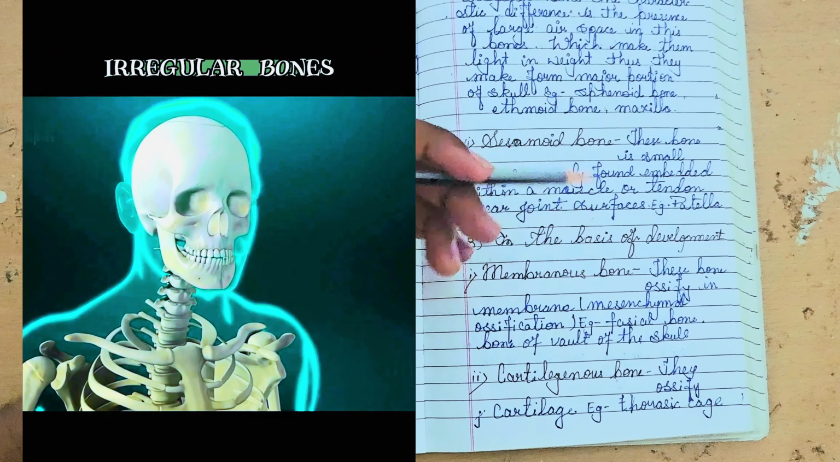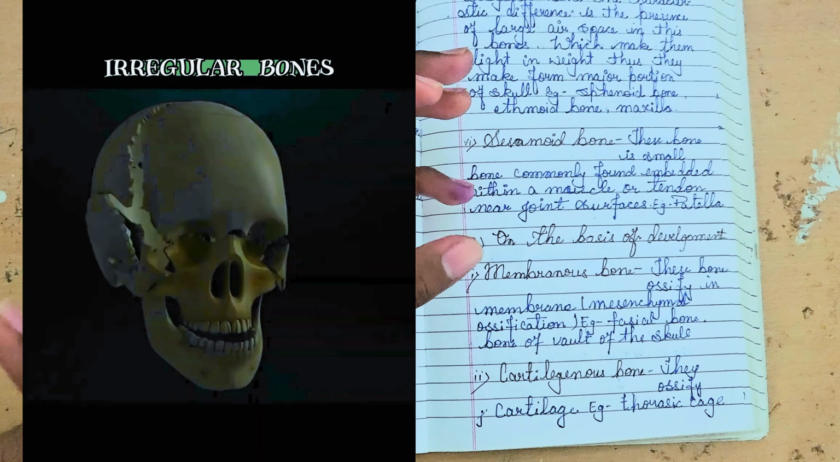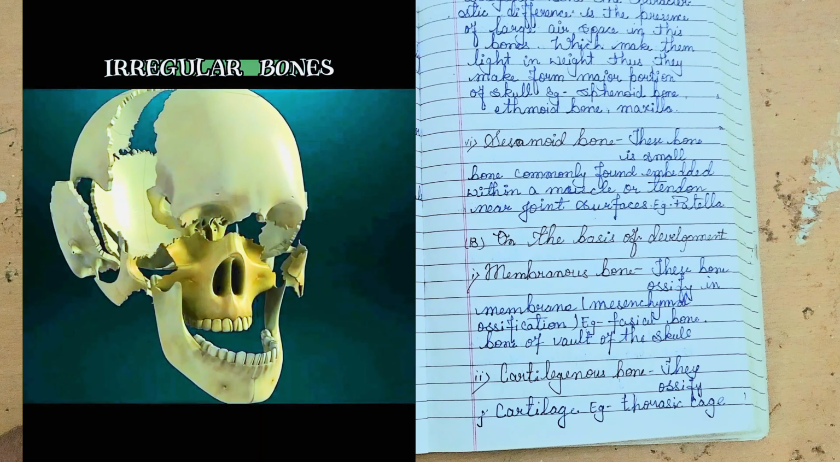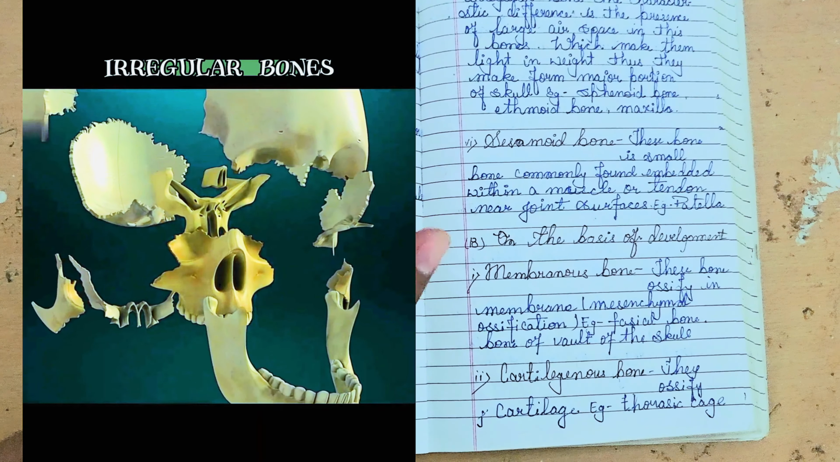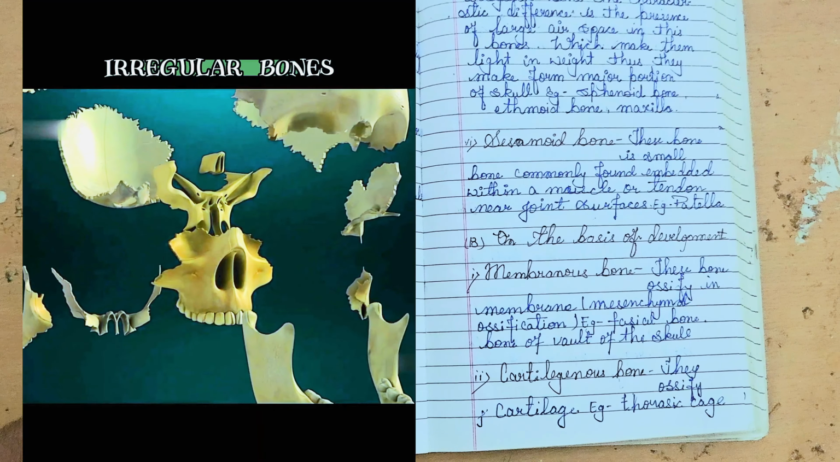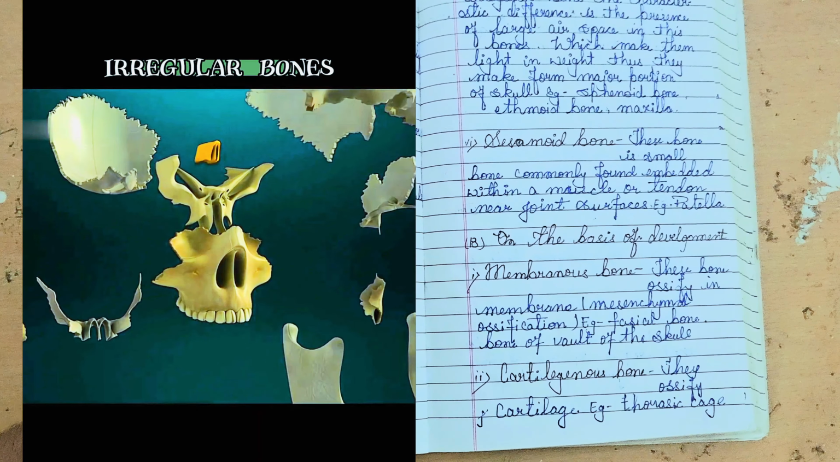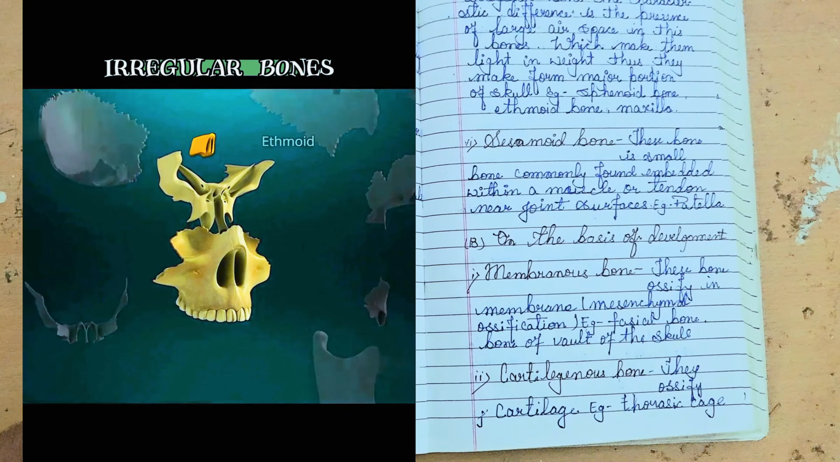Cartilaginous bone. What is that? They ossify in cartilage, for example the thoracic cage. The ribs, the first six or seven, are attached to cartilage, and the cartilage is ultimately attached to the sternum. So this cartilage kind of bony framework is known as cartilaginous bone.